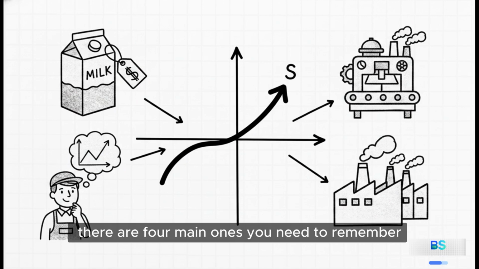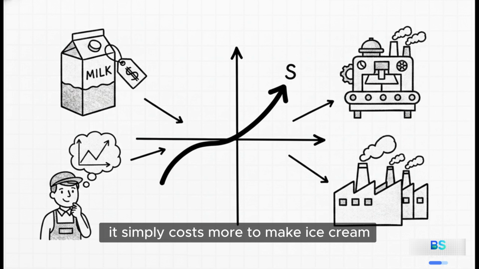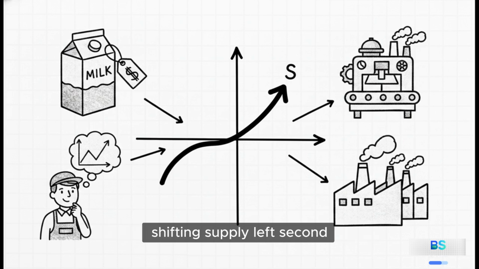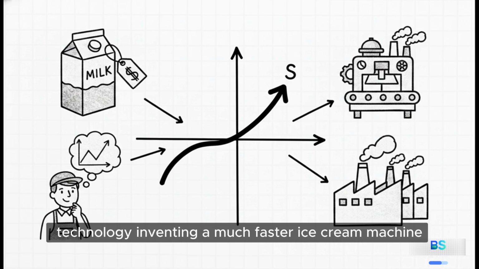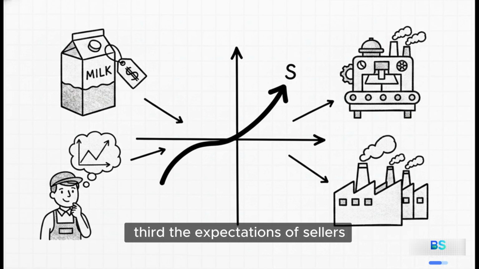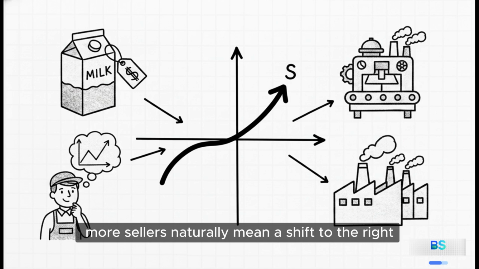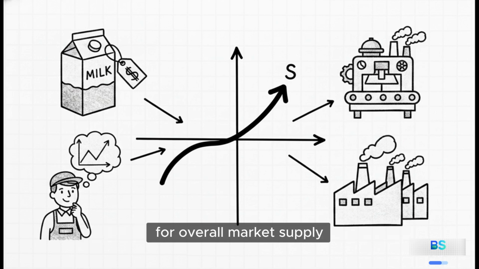So what are those non-price factors for the sellers? There are 4 main ones you need to remember. First, input prices. If the cost of milk goes up, it simply costs more to make ice cream, shifting supply left. Second, technology. Inventing a much faster ice cream machine makes production cheaper, shifting supply right. Third, the expectations of sellers regarding future market conditions. And finally, the total number of sellers operating in the market. More sellers naturally mean a shift to the right for overall market supply.